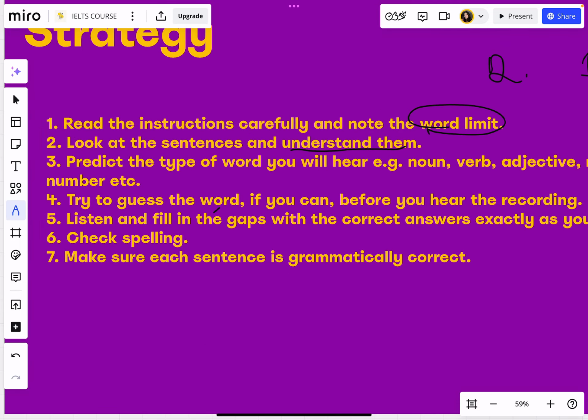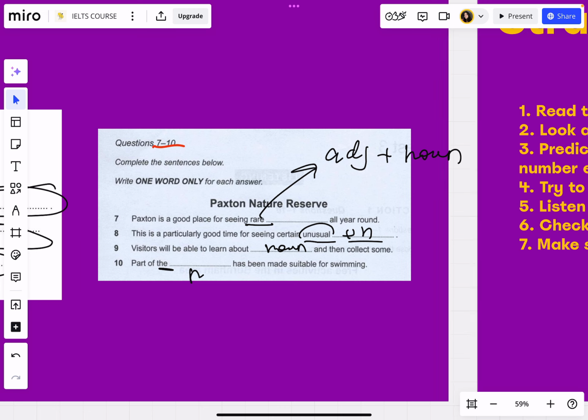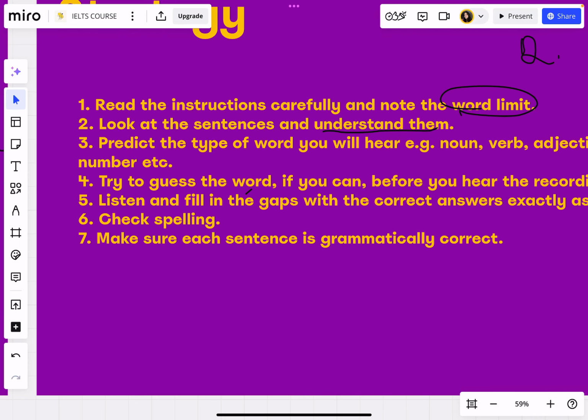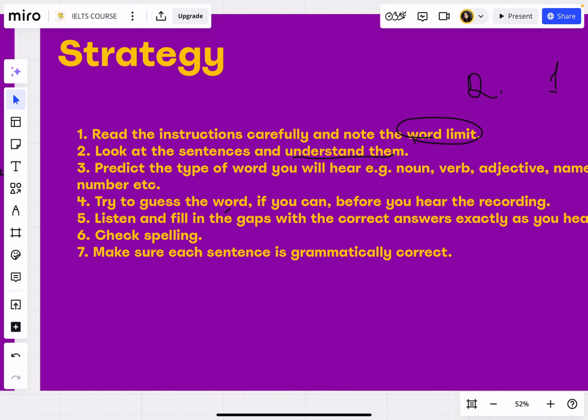Try to guess the word if you can. Sometimes you can predict. For example, let's look at this question, because it's easy to predict. Part of something has been made suitable for swimming. Yani бірдеңенің бөлігі жүзуге ыңғайландырылып жасалынған. So what? It can be something like a lake, river, or pond, right? It depends on the situation. You can just predict if you can. If you cannot, it's okay. So you need to listen carefully and fill in the gaps with the correct answer.